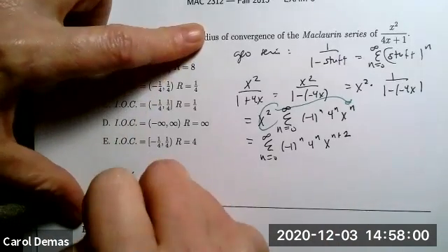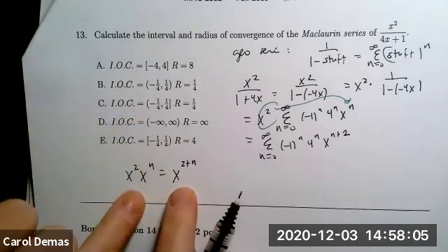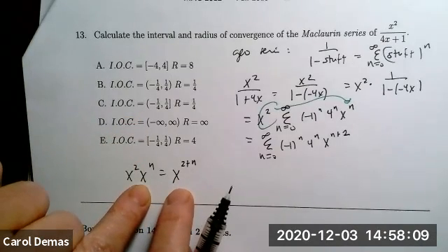Because x to the 2 times x to the n is equal to x to the 2 plus n. Okay, this is algebra. Is that okay?